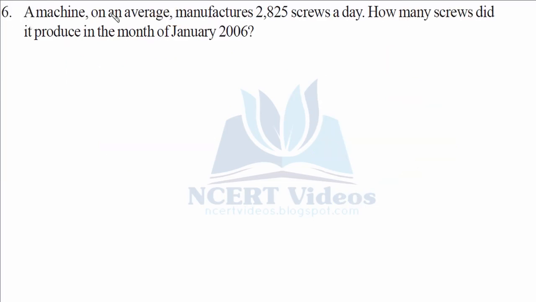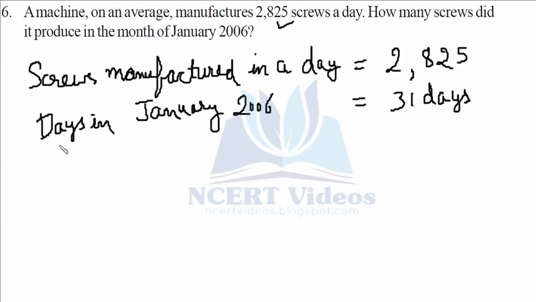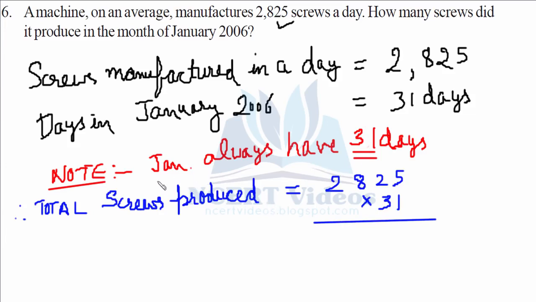A machine on an average manufactures 2,825 screws a day. How many screws did it produce in the month of January 2006? So note, you have to remember one thing here, that January, take it any year, contains 31 days. So screws manufactured in a day, it is given 2,825. Now days in January 2006, or take any January, it has 31 days. It doesn't matter which year. So total screws, it is a simple multiplication. We know the 1 day, we will get for the 31 days by multiplying.